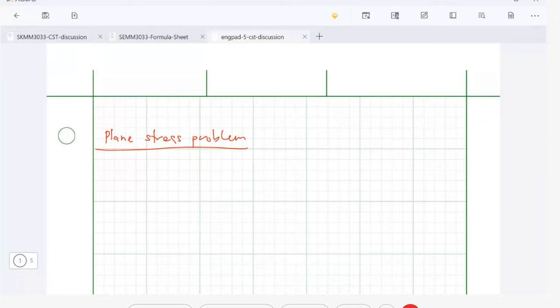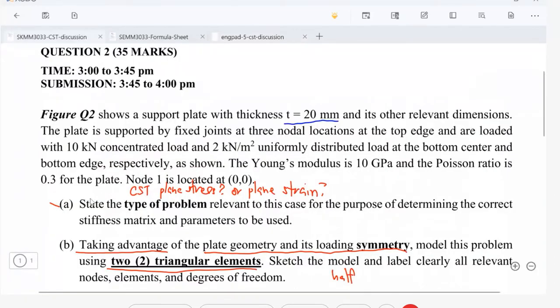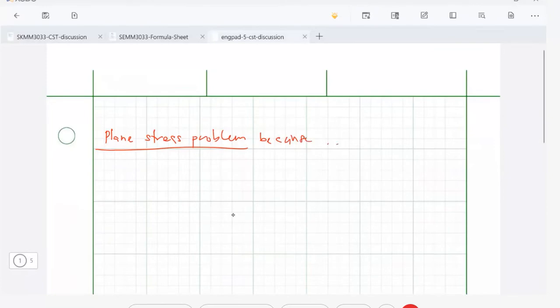So the next question was asking us to state the type of problem relevant to this case for the purpose of determining the correct stiffness matrix and parameter to be used. So what we need to do is to say it's a plane stress problem because... So there are 2 answers here. First, either plane stress or plane strain, and then the reason why you choose plane stress. All right, so that's the first one.